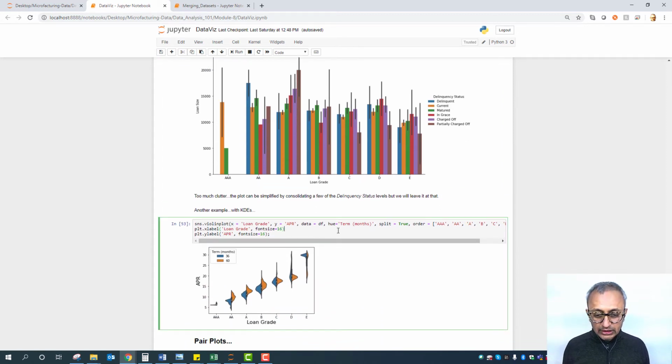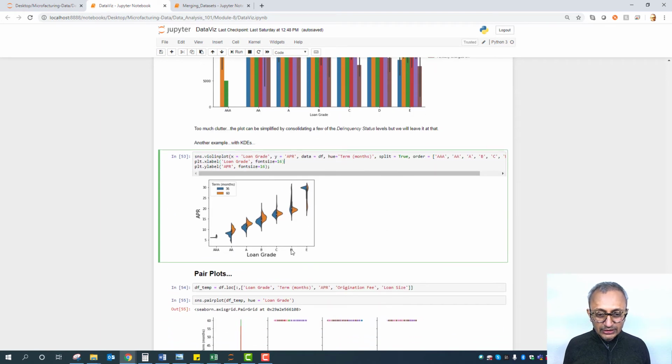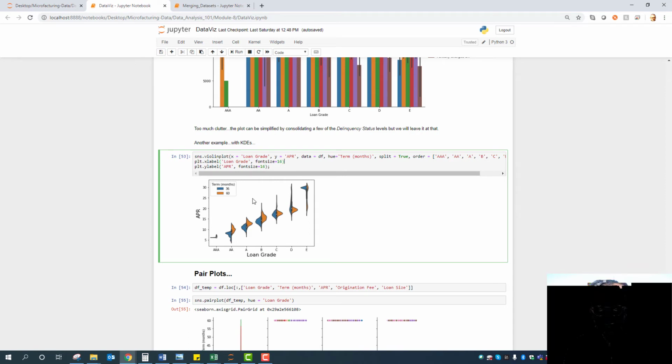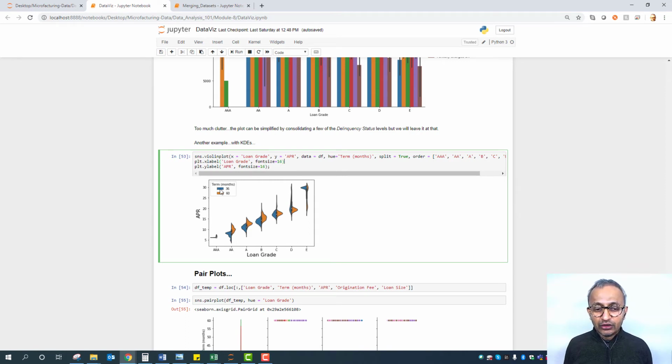We can also do a violin plot, which we have already done here, right? And we can do it by term. I'm not sure what it tells you, but you can see you're basically splitting. So I'm just giving you a flavor of a violin plot. You can split the plot between two sides, and you're splitting by term. On one side is the 36 months distribution, on the other side the 60 months distribution.